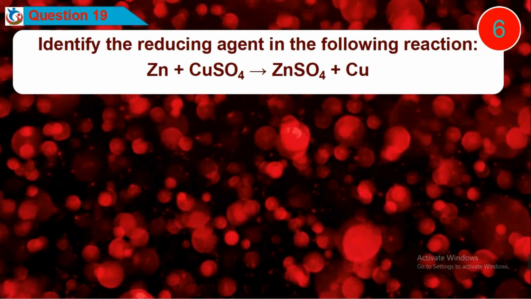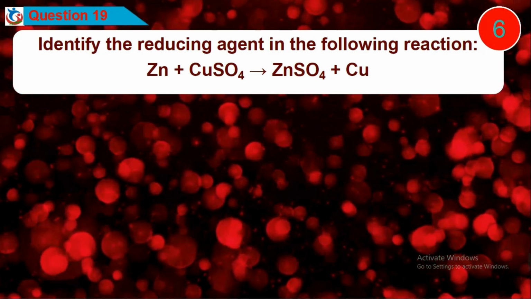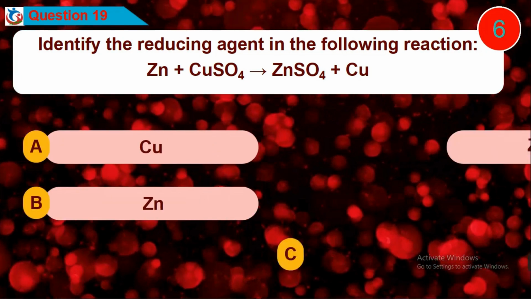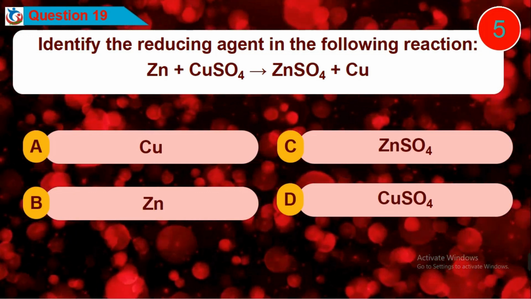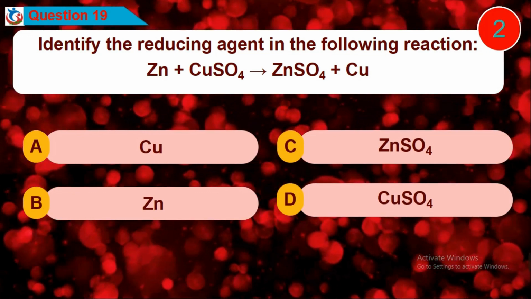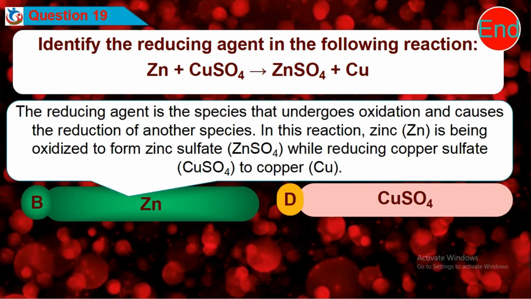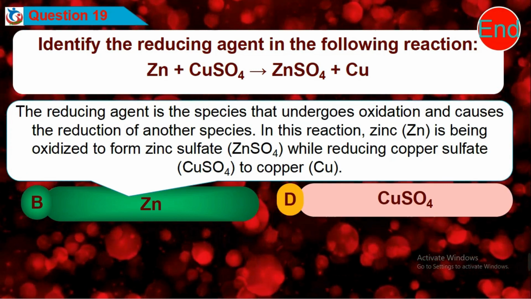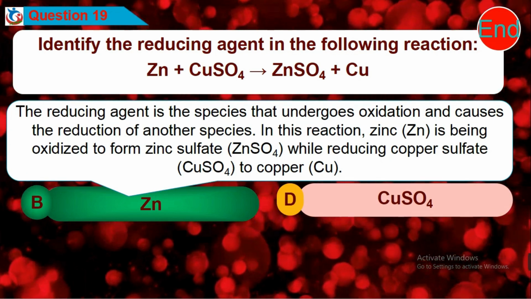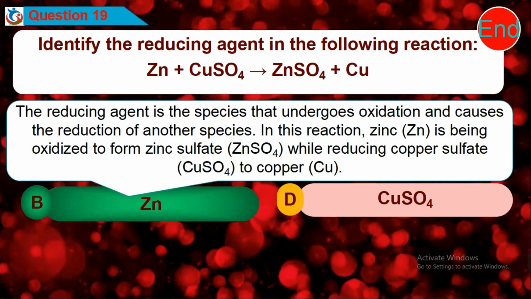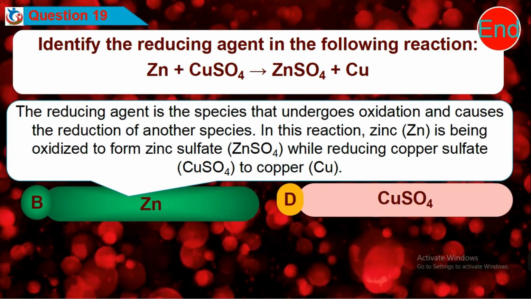Question 19. Identify the reducing agent in the following reaction. Is it option A, B, C, or D? The reducing agent is the species that undergoes oxidation and causes the reduction of another species. In this reaction, zinc is being oxidized to form zinc sulfate while reducing copper sulfate to copper.